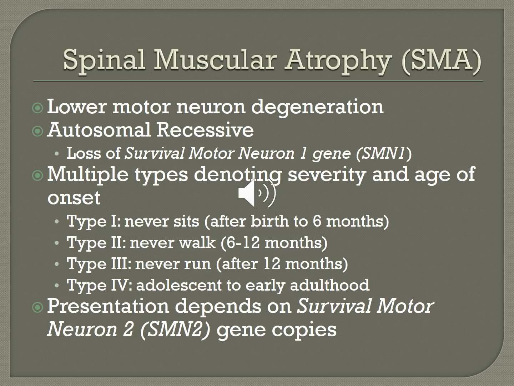And then type 4 actually is the best prognosis. This is in adolescent or early adulthood. These patients develop normally, but then as the weakness progresses, they may have to use a wheelchair, but often these patients have a normal lifespan.